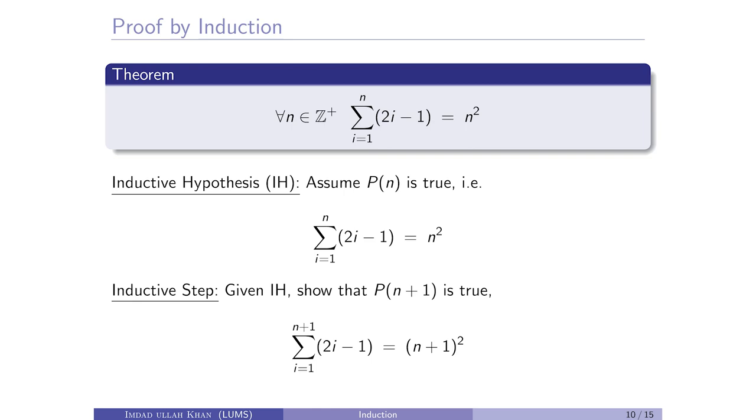So what, yes? 2i plus 1. So sorry, say it again. In our theorem we write 2n plus 1, 2i plus 1.